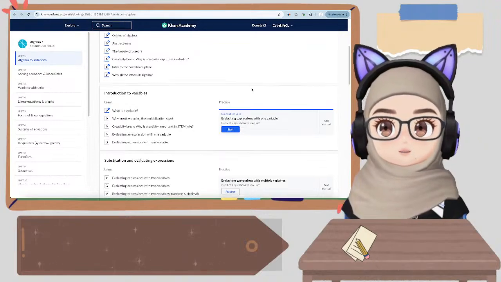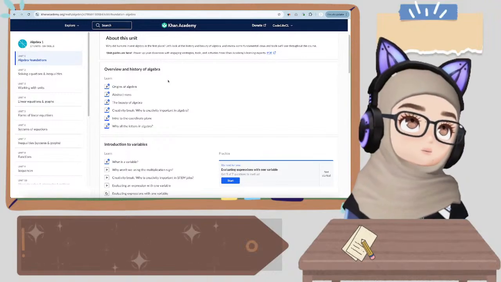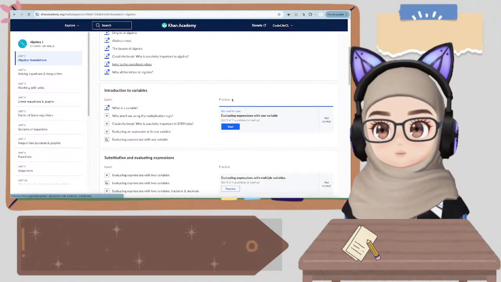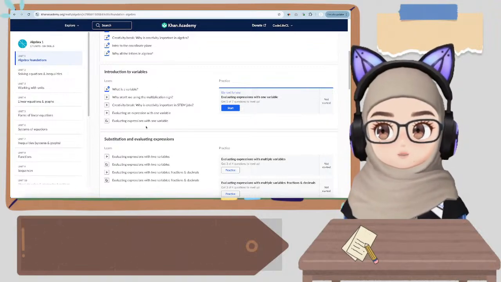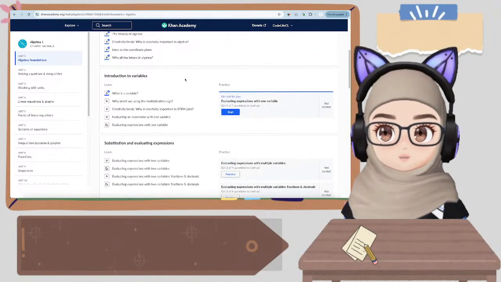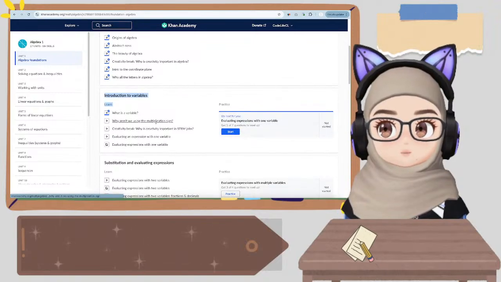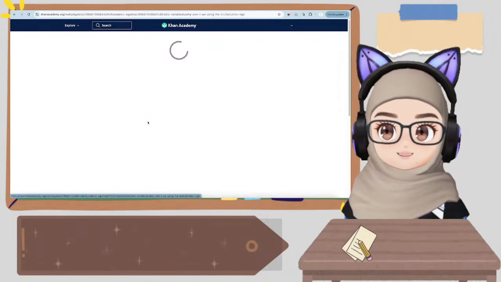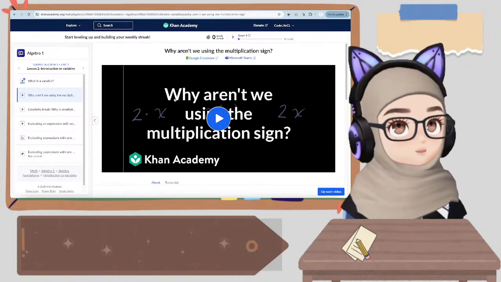The last stream we did overview and history of algebra. I loved the history part. And then today we're going to do introduction to variables. I'm hoping we'll finish this part, and we'll see. I'm not in a hurry, but also I don't want to not progress. I do want to progress, is the point. So, let's listen.